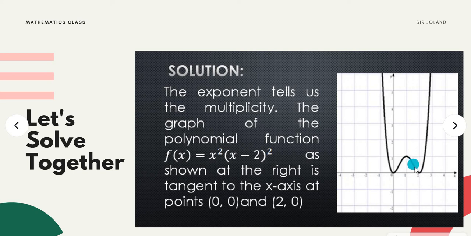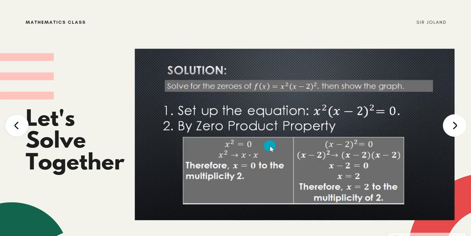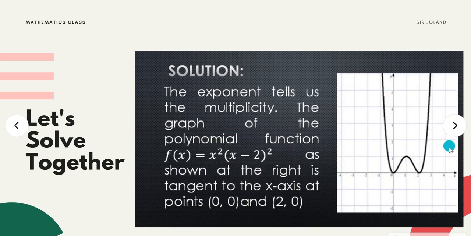Tapos, nag-bounce din siya ulit dito sa 2, kasi nga twice din yung naulit. No? So, nag-bounce siya pataas. Okay, so ang magiging itsura ng graph natin ay pa-W. Ayan. Kasi pareho siyang naka-even multiplicity. Okay? Ayan. So, that's it. That's how we graph a polynomial function in a factored form. So, mas mabilis siya kasi nga factored form na siya. Okay? So, ito yung magiging itsura niya.